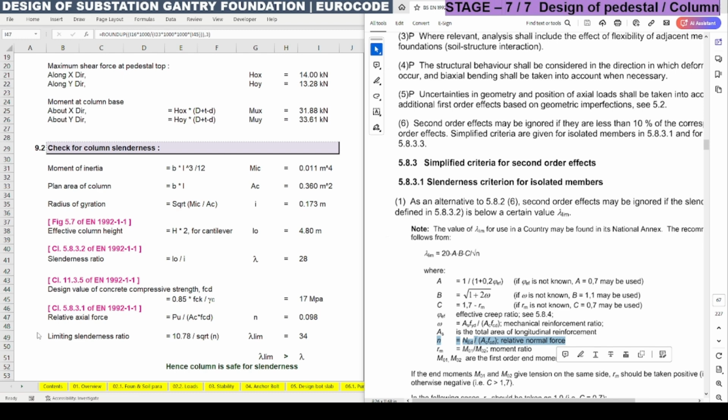And the next one is we need to find out the limiting slenderness ratio. The limiting slenderness ratio is also given here as lambda limit equal to 20 into A B C divided by square root of n. We already calculated the n value. And what is ABC? The ABC definition is given here. A equals 1 divided by 1 plus 0.2 phi effective.